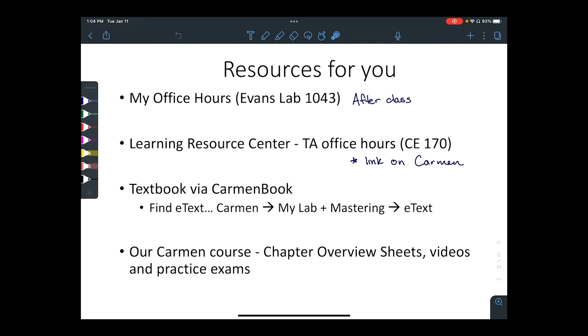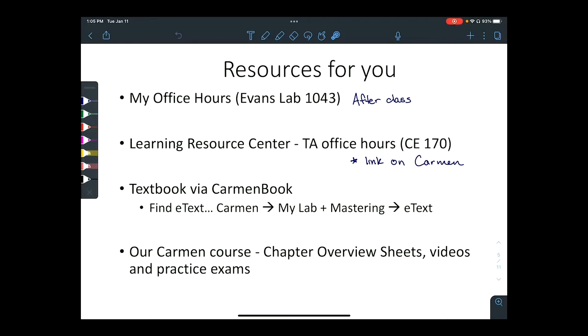So what resources are there for you? I already showed you our Carmen page. I put so many resources up there on that Carmen page. You will be sick of it. I just want you to know how to find those resources. Note that I also have office hours where we can just talk about chemistry.